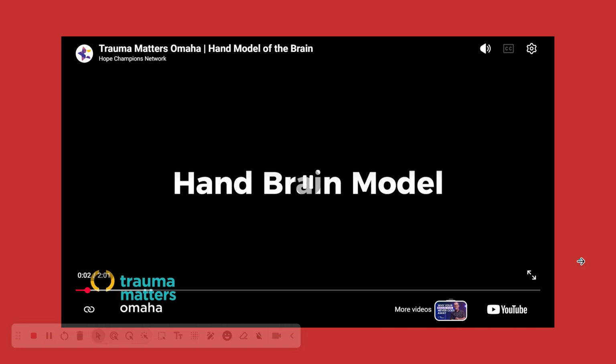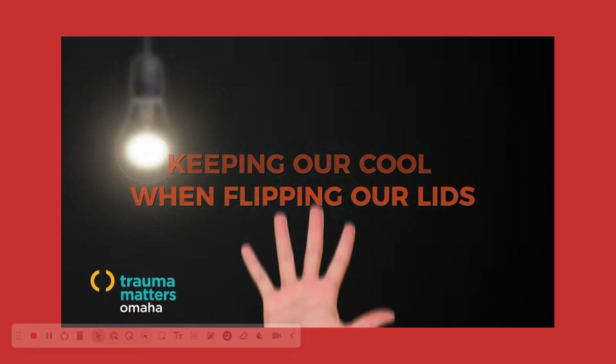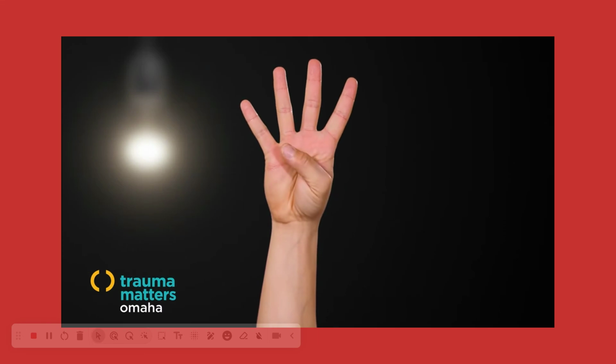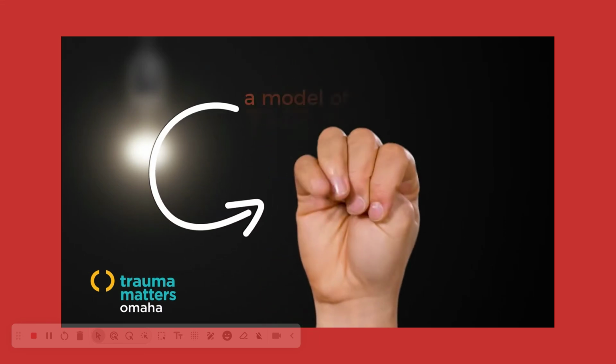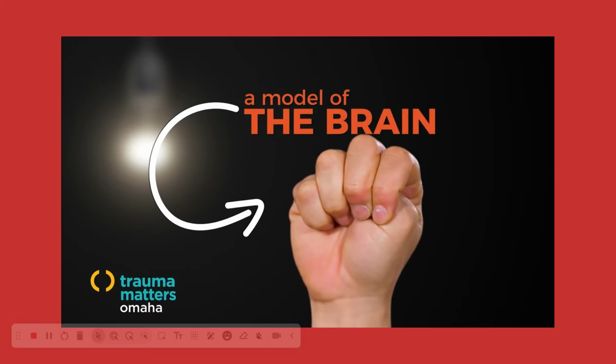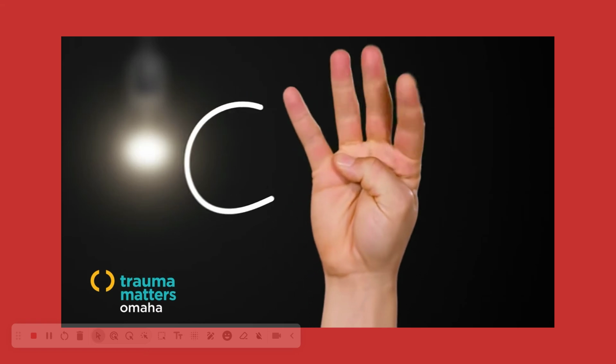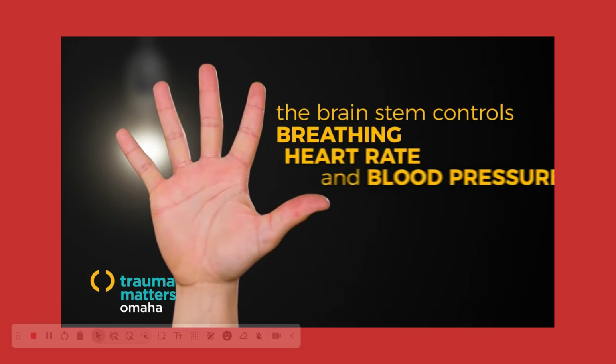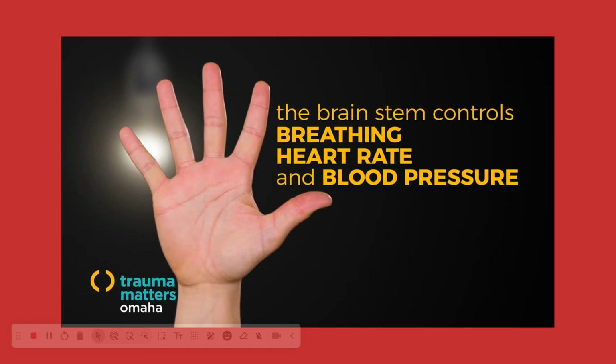It started with a simple but effective idea, a way to visualize our rising emotions and help restore our calm, keeping our cool when flipping our lids. It's a hand model of the brain, the brainchild of Dr. Daniel Siegel, and here's how it works. Put your thumb in the middle of your palm and curl your fingers over the top. Now you have a model of the brain. Lift your fingers up and raise your thumb. That's the inner brainstem represented by your palm and wrist. The brainstem controls basic body functions like breathing, heart rate, and blood pressure.